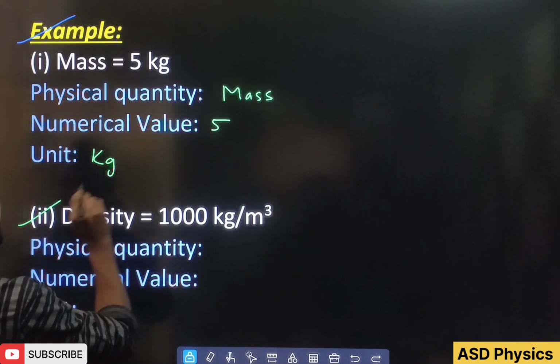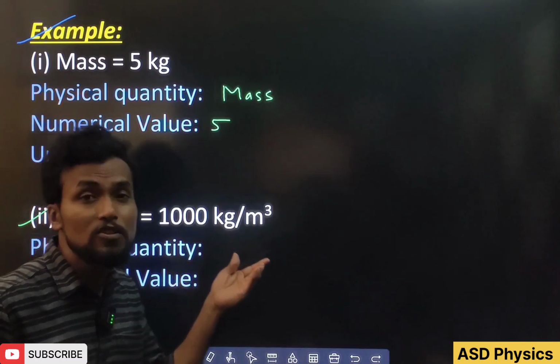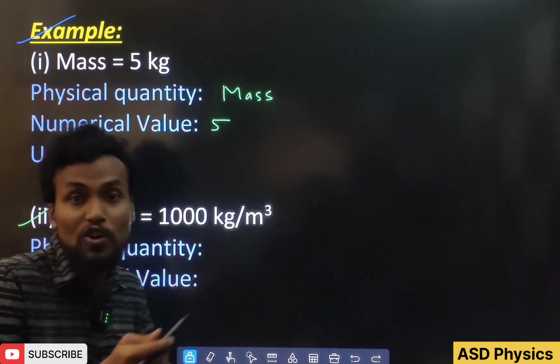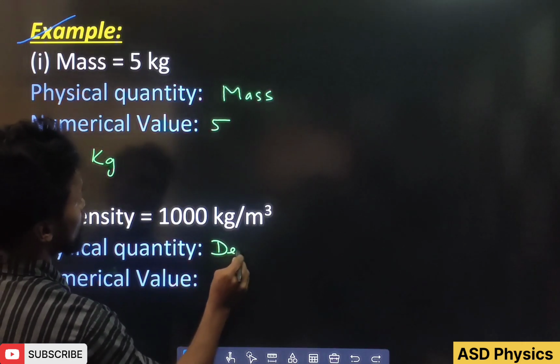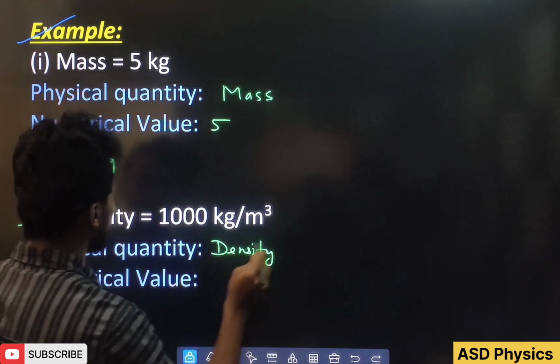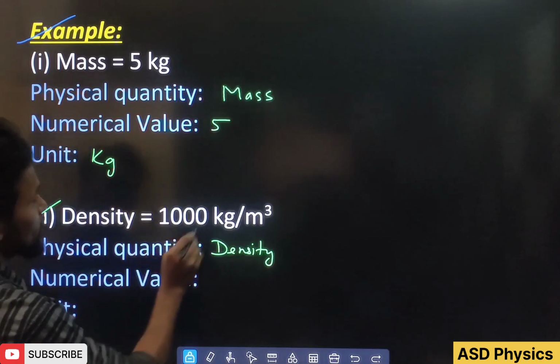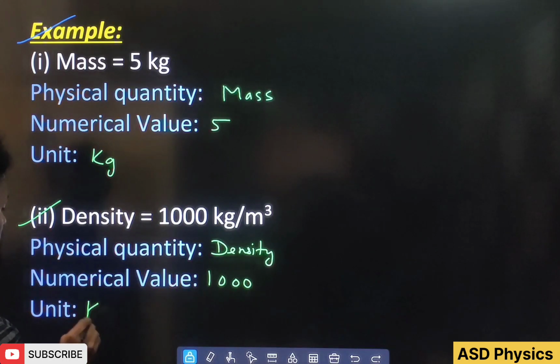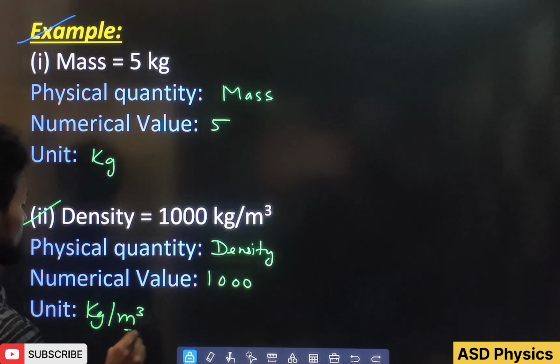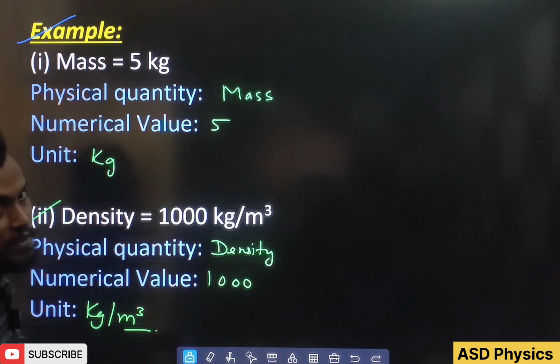Okay, second one, density given 1000 kilogram per meter cube. Actually this is the density of the water also at 4 degrees Celsius. Okay, so what is the physical quantity? The physical quantity here is density. Similarly, if I talk about your numerical value, you can see 1000, numerical value 1000, and what is the unit? Kilogram per meter cube. Later we are going to see this is one of the fundamental units and this is one of the derived units. Okay students, so you kindly see here now how we have got it: the physical quantity, the numerical value and the unit.